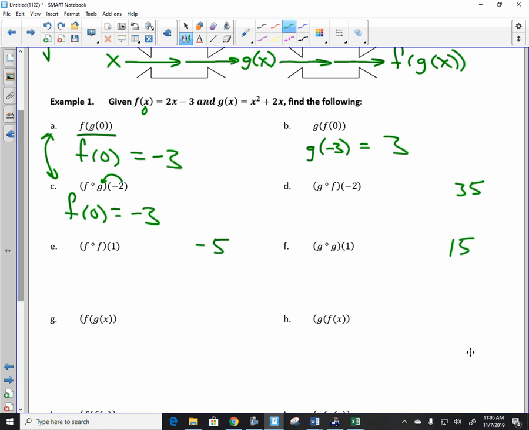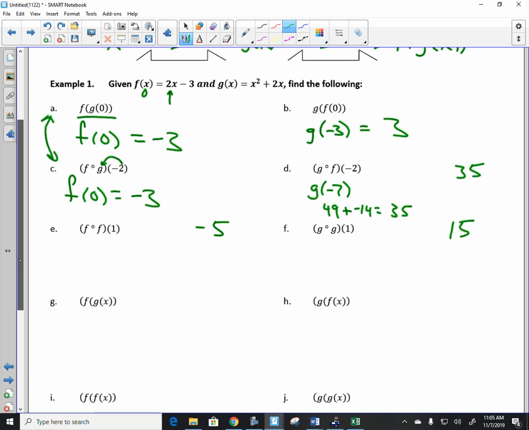Letter D. I'm going to take -2 and place it into f. When I do that, I get negative 2 times 2 is negative 4, minus 3 is negative 7. So it becomes g of negative 7. I take negative 7 and I square it to get 49, and then plus a negative 14, which is 35. Better? Any other one?